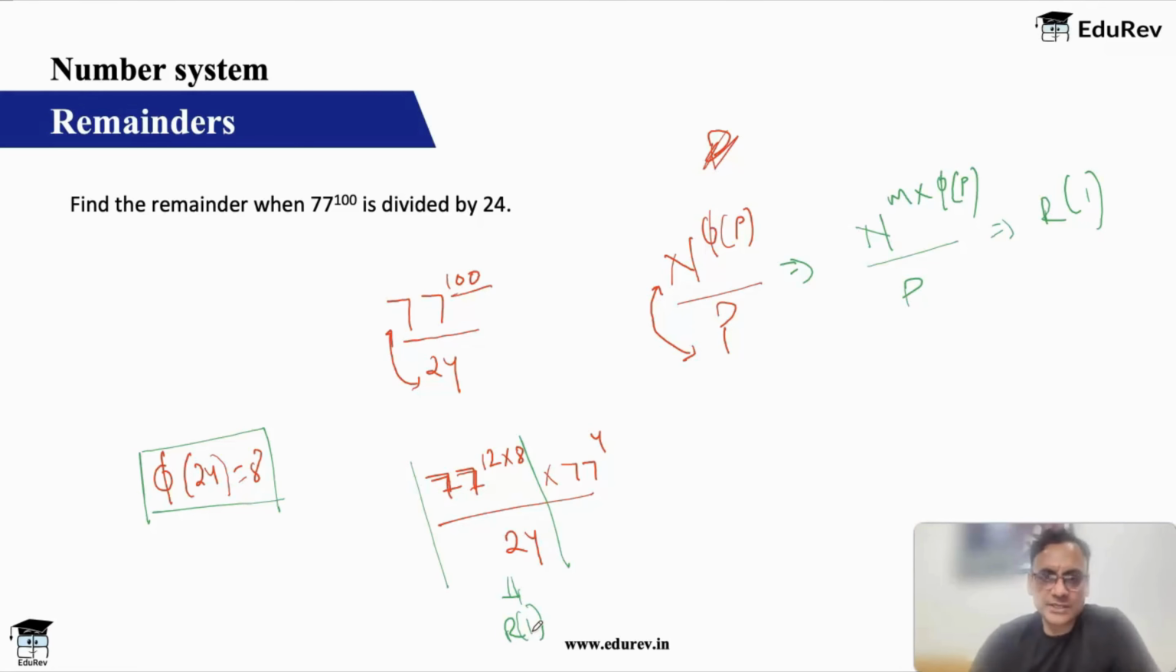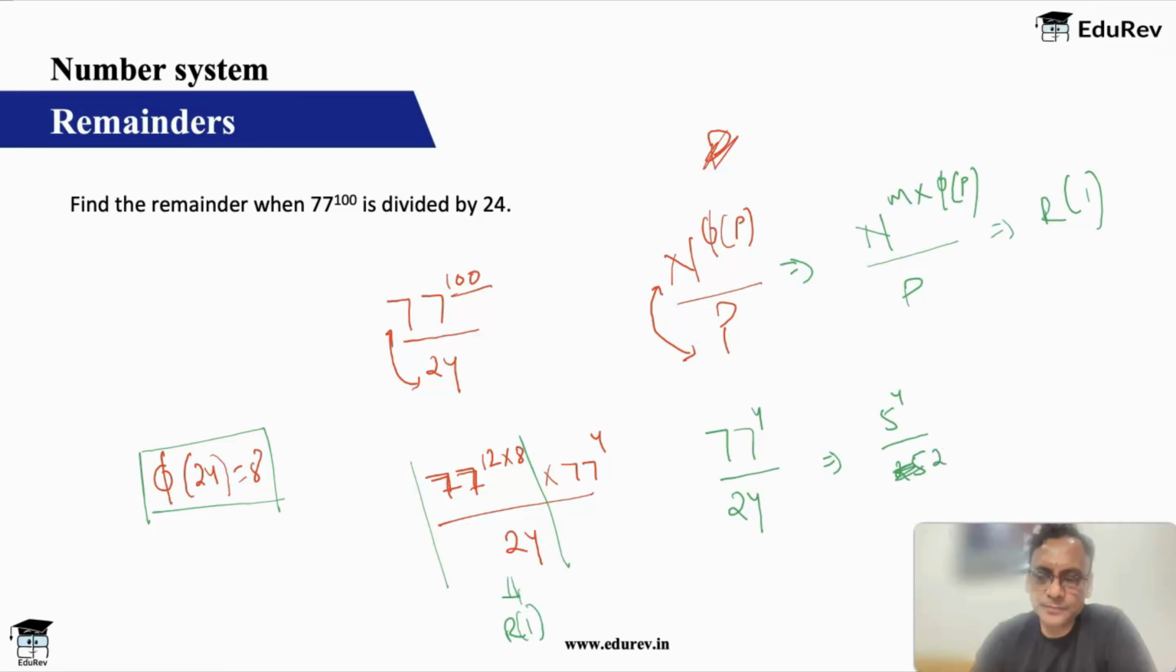Now what remains is 77 to the power 4 upon 24. So this is the part that remains. How do I solve for this part? There are a lot of ways in which I can do this, but let's do this using the simple method. If you divide 77 by 24, you get a remainder of 5, right? And if you remember, I had told you that the dividend at any point of time can be replaced by the remainder. So basically this is equivalent to 5 to the power 4 upon 24.